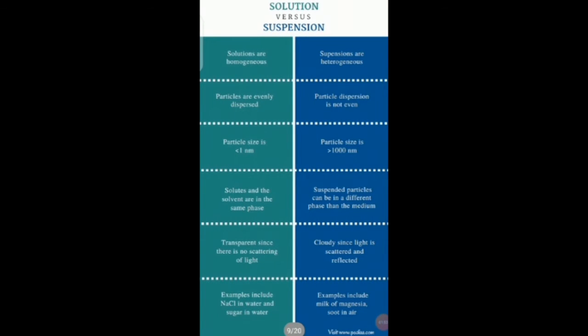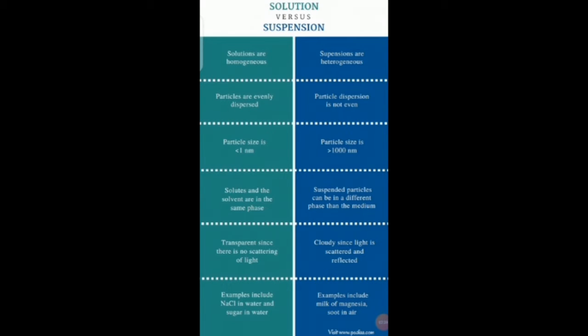Now we will talk about some of the differences between solution and suspension. Solutions are homogeneous, suspensions are heterogeneous. Solutions being homogeneous means everything is the same, both are dissolved, but suspensions are heterogeneous. In a solution, particles are evenly dispersed; in a suspension, particles are not evenly dispersed. In a solution, particle size is less than 1 nanometer; in a suspension, particle size is greater than 1000 nanometers. In a solution, the solute and the solvent are in the same phase. In a suspension, the suspended particles can be in a different phase than the medium.